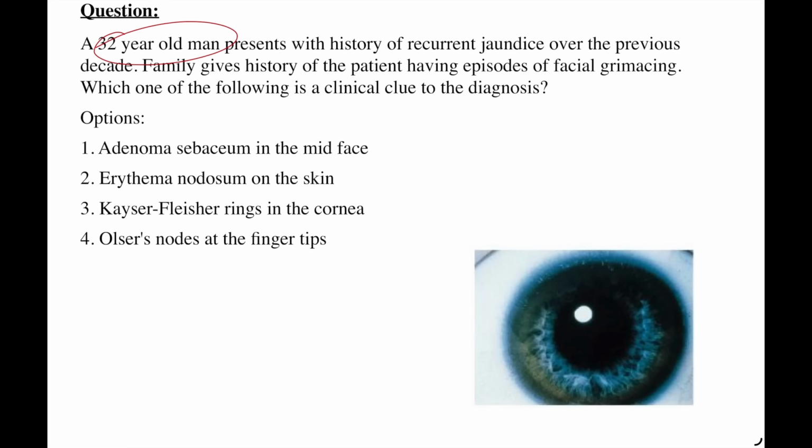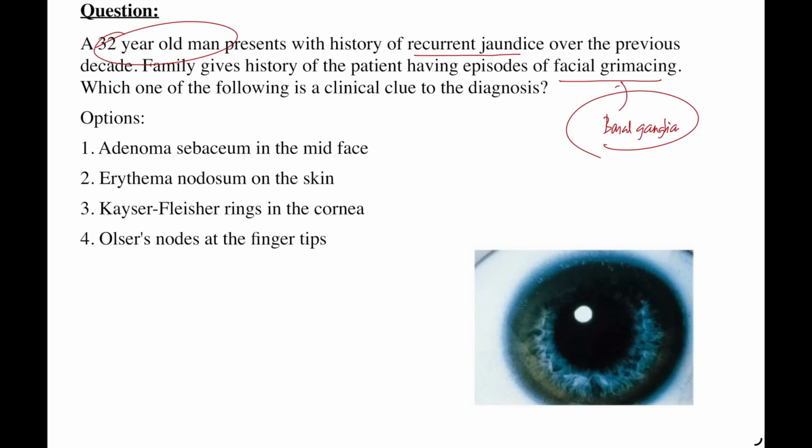32-year-old man, jaundice, that is liver getting affected. Patient is having lenticular, okay, facial grimace, right? Which of the following is a clinical clue to the diagnosis? Young patient, recurrent jaundice, that is chronic liver disease. Facial grimaces means extrapyramidal features, that is basal ganglia getting affected. I think there are so many Wilson disease questions, right?